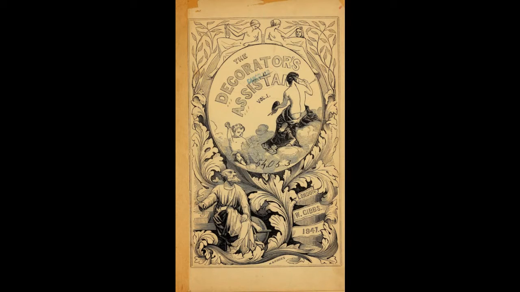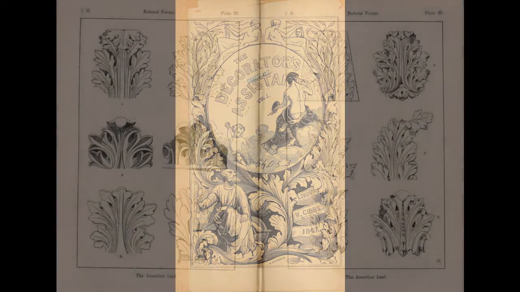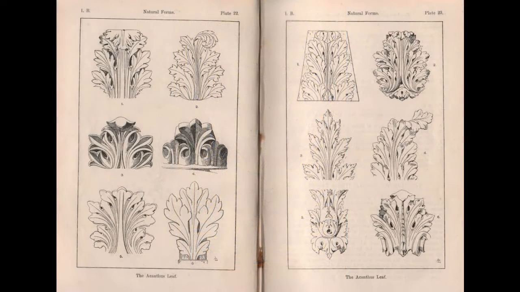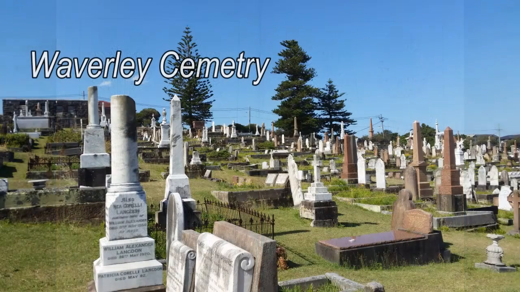The Decorator's Assistant was basically the Bible for the early arts and crafts movement and so on. And again, acanthus scrolling, acanthus leaves are very important within this book. Many, many pages on it and the various forms. So they're, again, stylized over time.